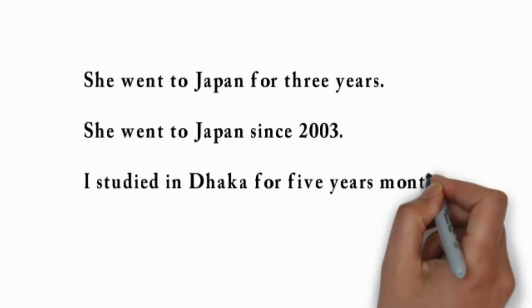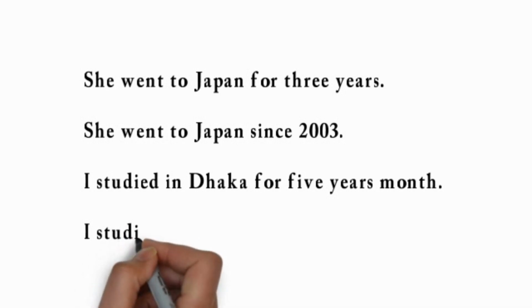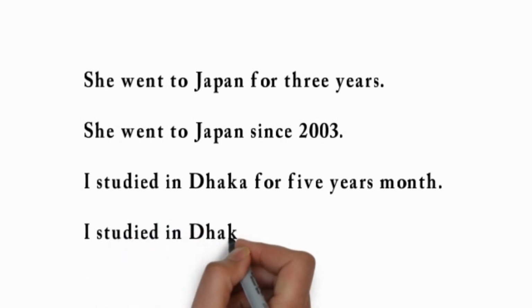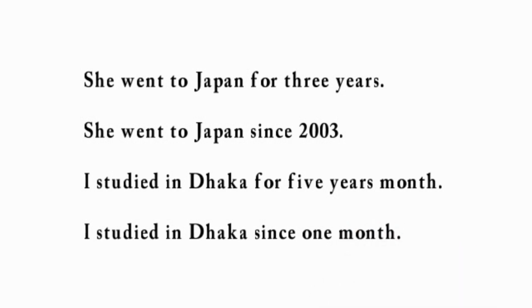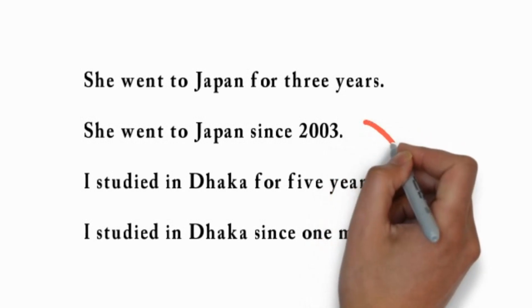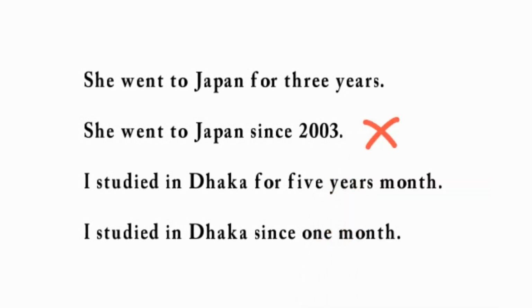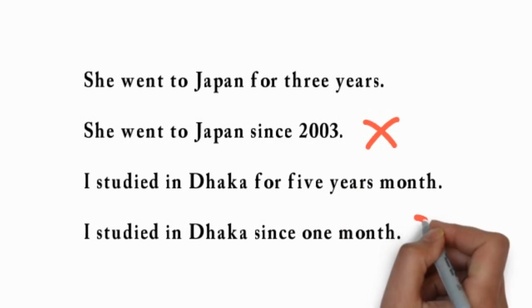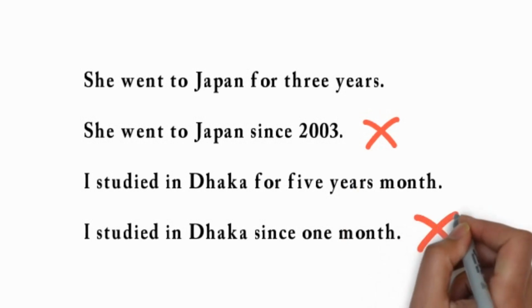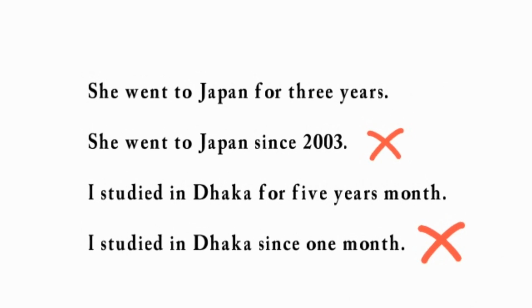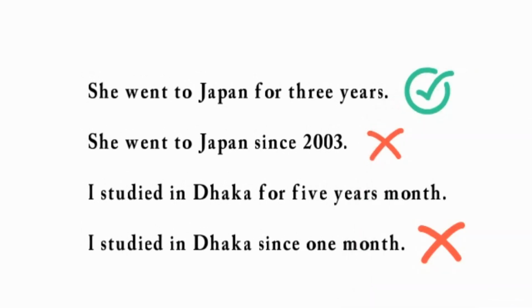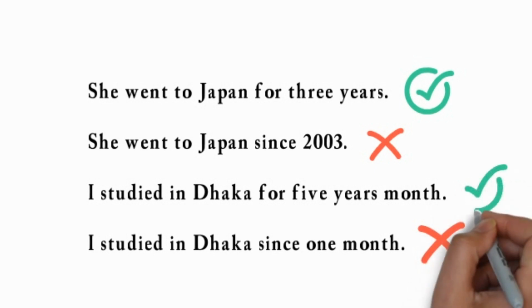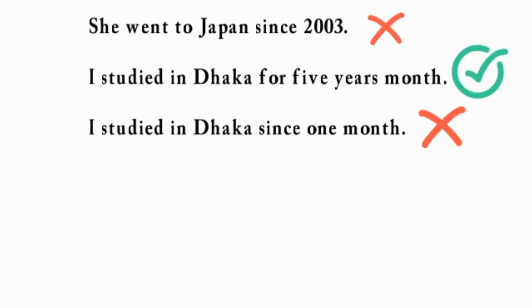She went to Japan for 3 years. But you can't use she went to Japan since 2003. It is correct to say I studied in Dhaka for 5 years. But it is incorrect if you say I studied in Dhaka since 1 month.